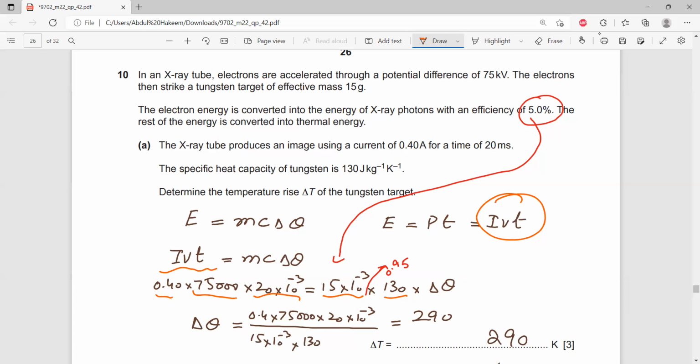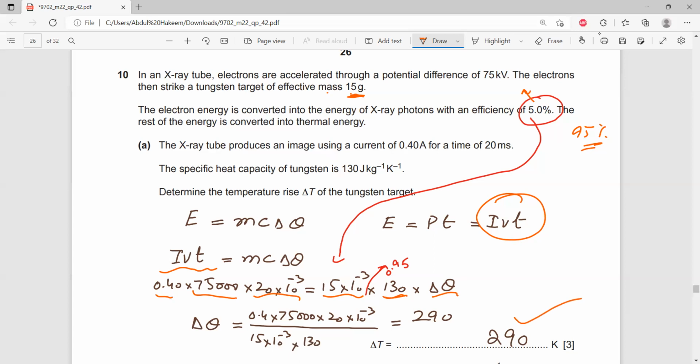Because the target of effective mass is 15 gram, the electron energy is converted to the energy of the X-ray photon with an efficiency of 5%. So the X-ray is carrying 5%, and the remaining 95% is converted into heat energy. So here we are using energy for the heat. That's why we have to use the 95%, because 95% of the energy is converted into heat energy. That's why we have to take 95% of mcΔθ. So 95% means 0.95, specific heat capacity, change of temperature, and after calculation we will get this temperature change, which is 290.